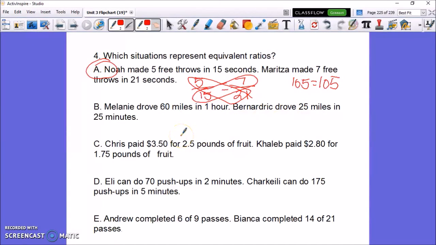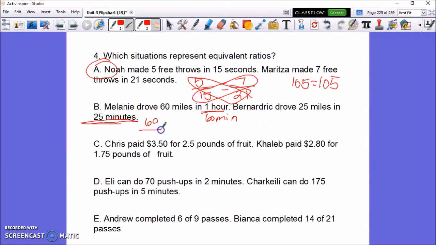All right, let's try the next one. So Melanie drove 60 miles in 1 hour. Bernard drove 25 miles in 25 minutes. Now what you have to do is pay attention. This is 1 hour. This says minutes. So what we would need to do is to convert our hour to minutes. We know that there is 60 minutes in an hour. So I'm just going to write that. Now I'm going to set it up.